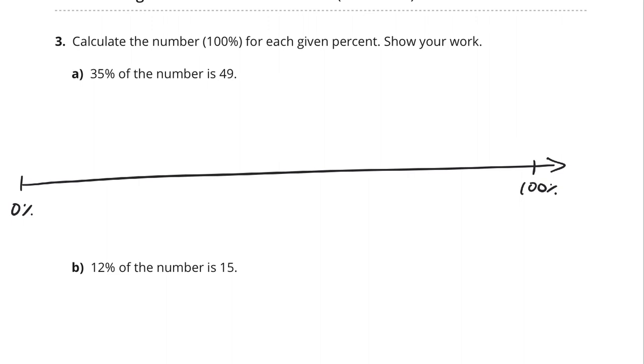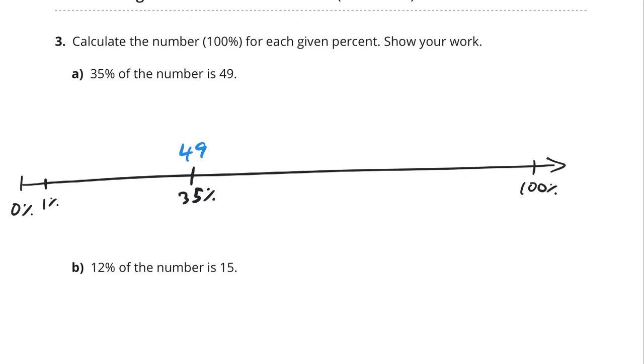I don't need to do anything fancy, but I will just put, I know that 35% is around a third, right? 33% is a third. So let's just put 35% around here. Okay, and we know that it's 49. The trick I'm going to use here is I'm going to find 1%. This is my goal. I'm going to find 1% of the number.